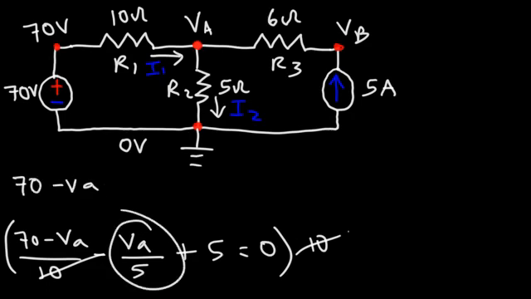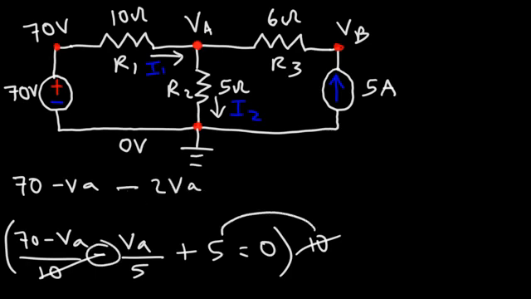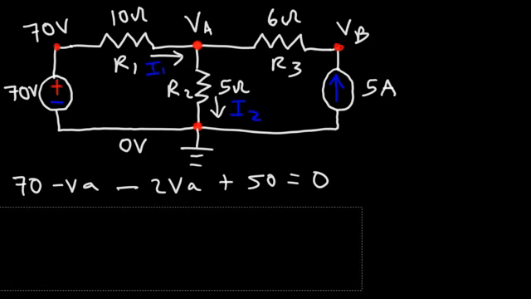Now multiplying the second fraction, VA over 5 by 10, 10 divided by 5 is 2. So this is going to be negative 2 VA. Don't forget about the negative sign. And then 5 times 10 is 50. So that's what we have at this point.